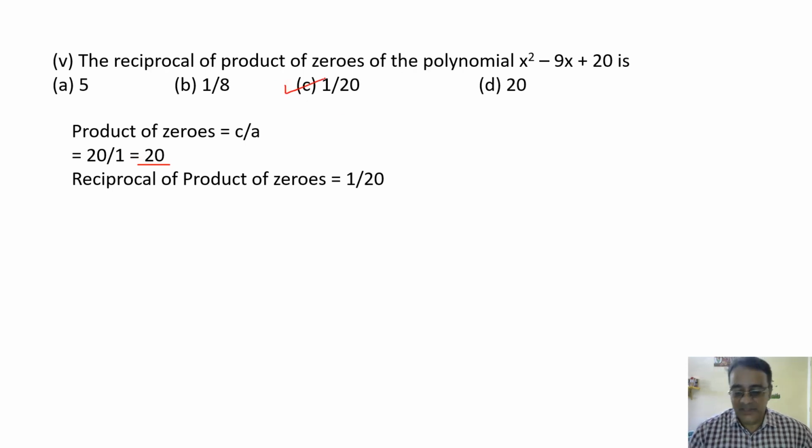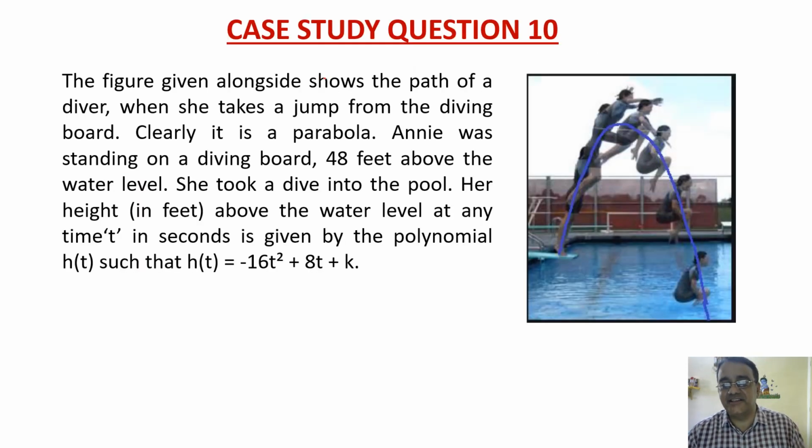Right. So now we are moving toward the last case study question, number 10, and this I have taken from a sample paper. The figure given alongside shows the path of a diver when she takes a jump from the diving board. Clearly, it is a parabola. Annie was standing on a diving board 48 feet above the water level. So this height is given, 48 feet.